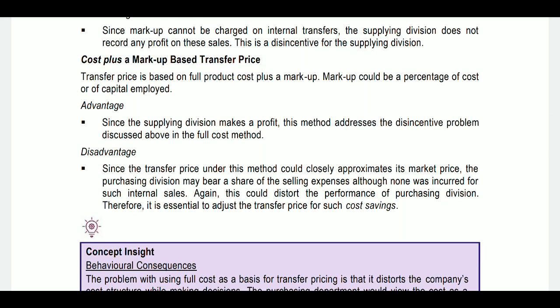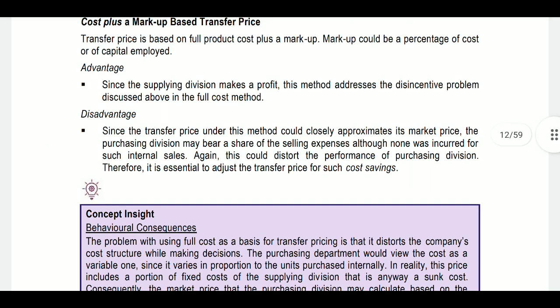Next, cost plus markup based transfer price. Here the transfer price is based on full product cost, plus we will add some markup, like 20% or 10% or 30%, a percentage of markup on cost or capital employed. Whatever capital we employed, we will add on that amount. Next, what are the advantages, what are the disadvantages? The advantage will be that the supplying division will make profits.